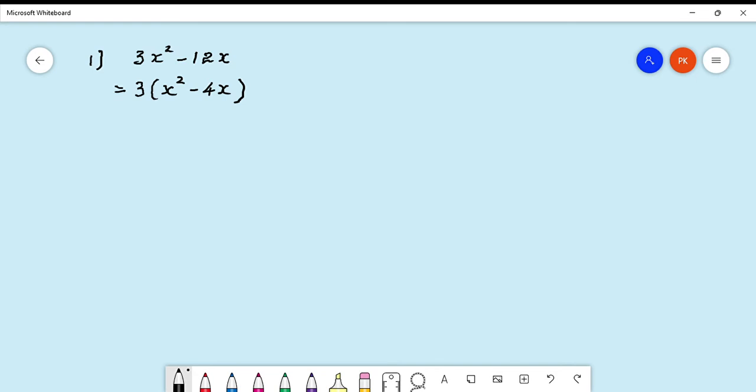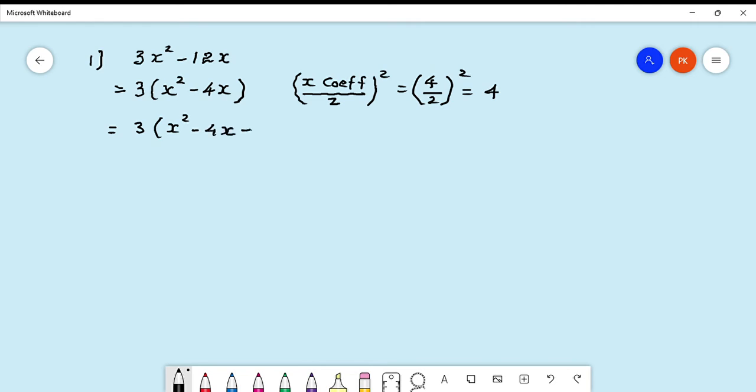And now you consider the x coefficient divided by 2 and square it. So the x coefficient is 4, divided by 2 and squared. 4 upon 2 is 2, 2 square is 4. That means inside the bracket I will add 4 to make a complete square.